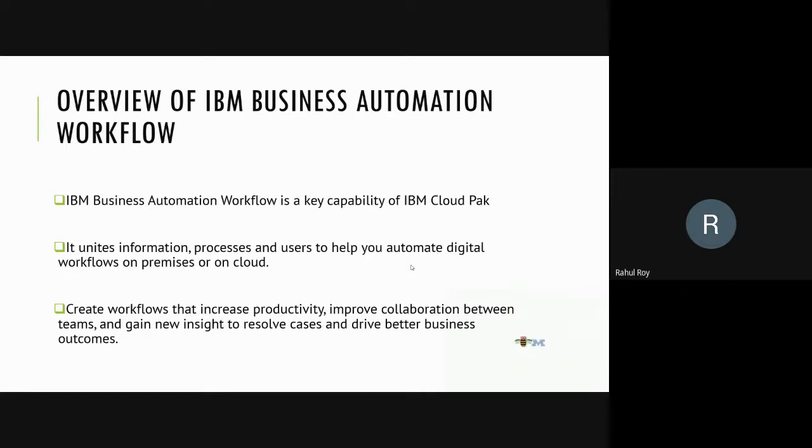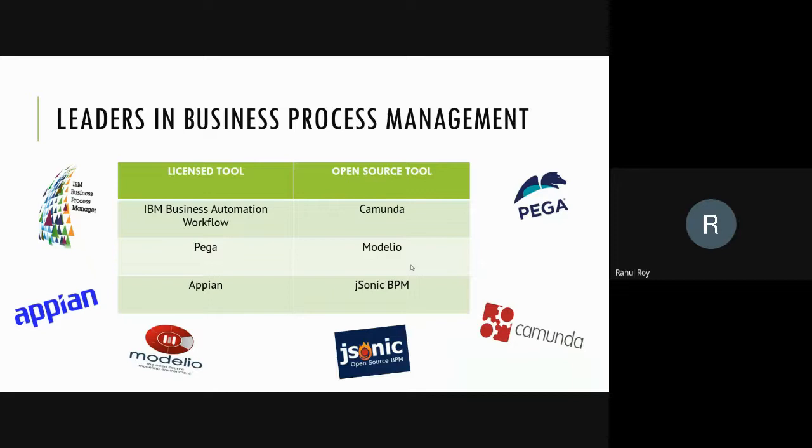So moving to the next slide, these are the leaders in the BPM market. On a broader category, we have mainly two different types of tools. One is the license tool, and the other is open source. Within the license tools, we have these three top competitors in the market: IBM Business Automation Workflow, Pega, and Appian. And in the open source market, we have Camunda, Modelio, and others.